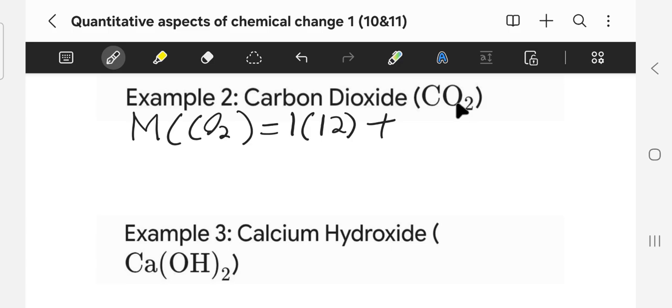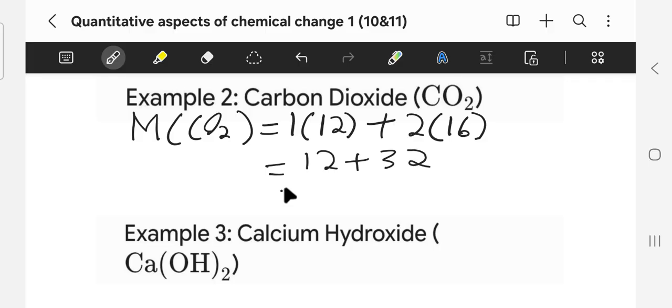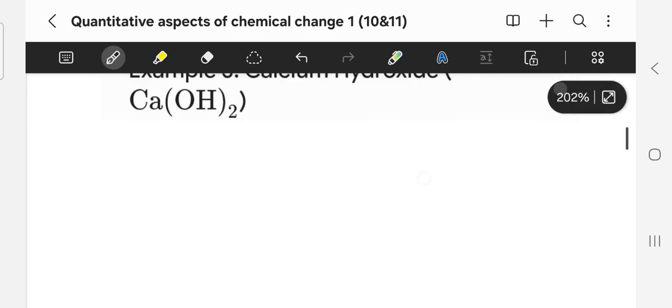And then we move on to the next atom, which is oxygen. We check how many oxygens we have, and you can see that we have 2 oxygens. So we'll multiply those number of oxygens by the molar mass of oxygen, which is 16. Then we use our calculator here. This will give us 12 plus this one will give us 32. And if we say 12 plus 32, we get 44 grams per mole. So this is the molar mass of carbon dioxide. I hope, guys, that's making sense.